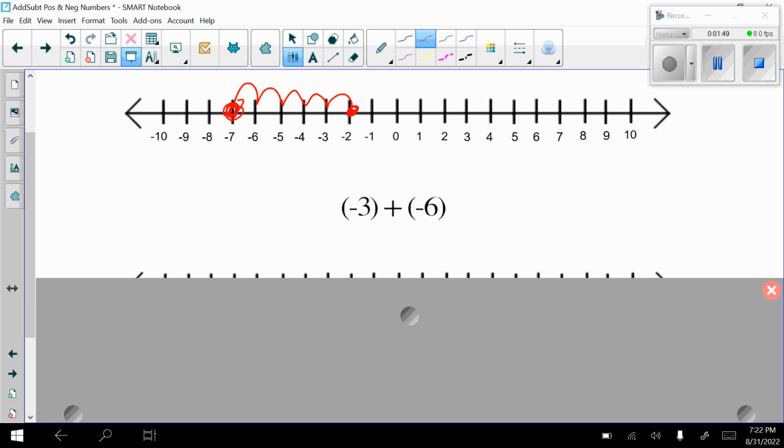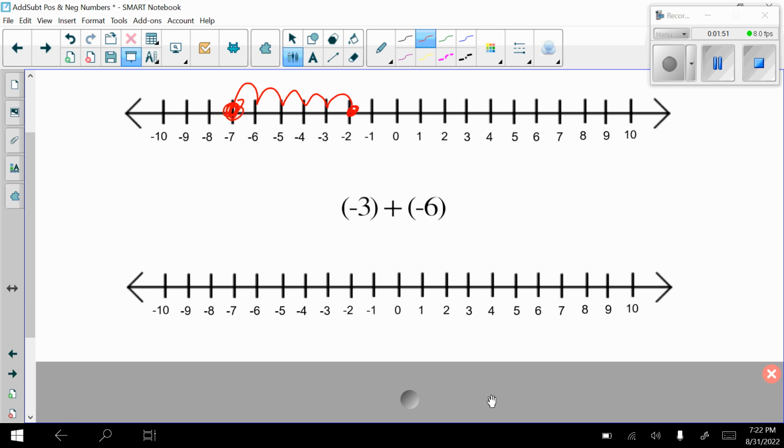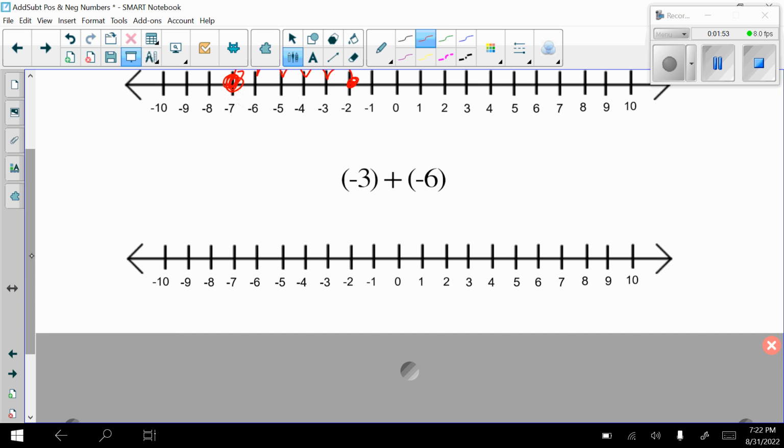Let's do some more examples. Negative 3 plus negative 6. And it's just subtracting. So I started at negative 3. And I'm going to go down the number line. I'm going to get more negative. I've got to move to the left 6 spaces. So maybe you can do it in your head. Just think, what's 3 plus 6? Well, maybe you know it's 9. 1, 2, 3, 4, 5, 6. So it gets me to negative 9.